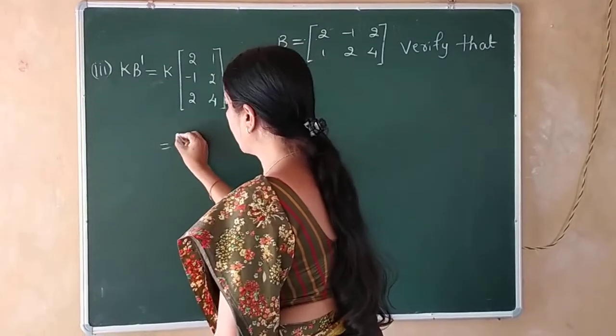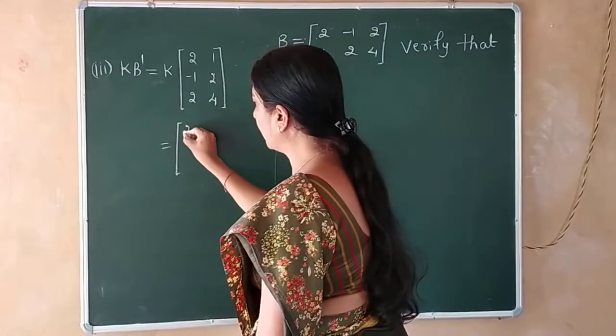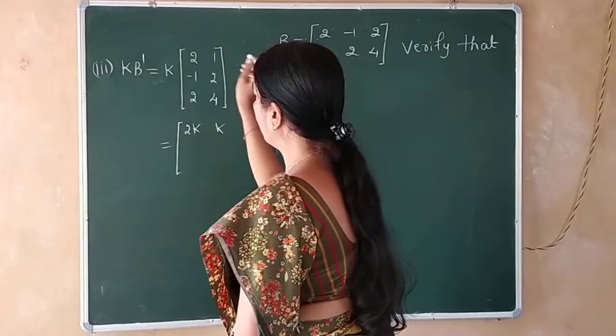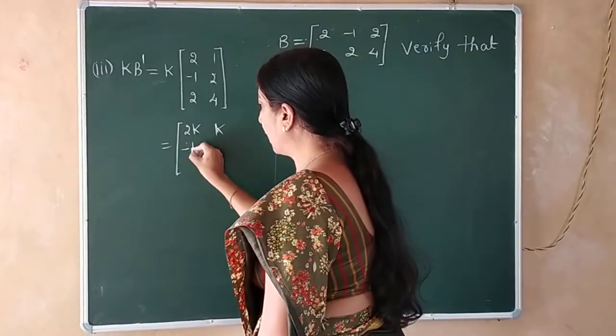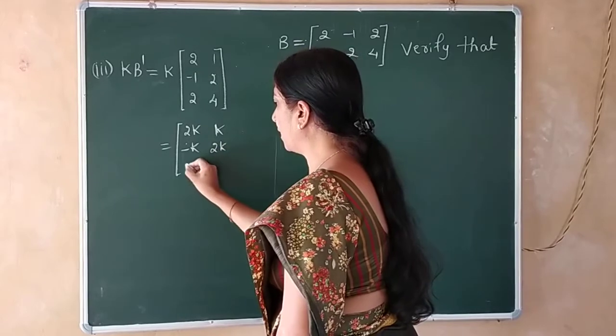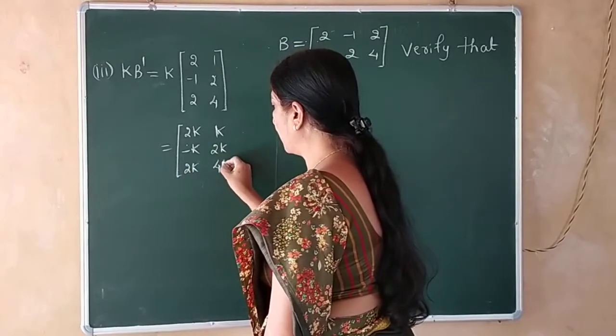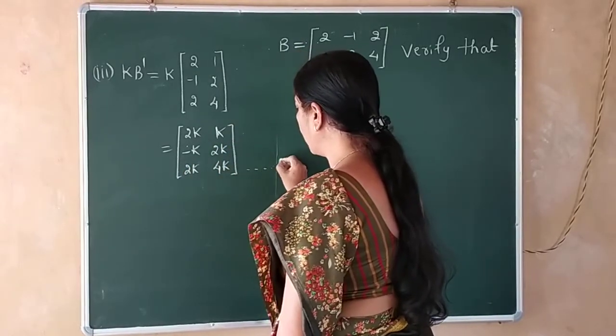Then multiply this. Each element is multiplied with K. 2K. 1 into K is K, minus K. 2K. This is 2K. And it is 4K. This is what? Equation 1.